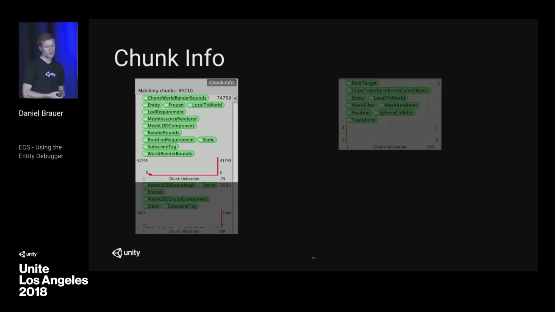This is from a few weeks ago in the Megacity demo. And here we have an archetype where we've got 75,000 chunks matching from this archetype, but only 41,000 of them are full. And you've got various levels of fullness distributed across the bottom of that histogram. And yeah, that's probably improved. Part of it is just because of the way streaming works.